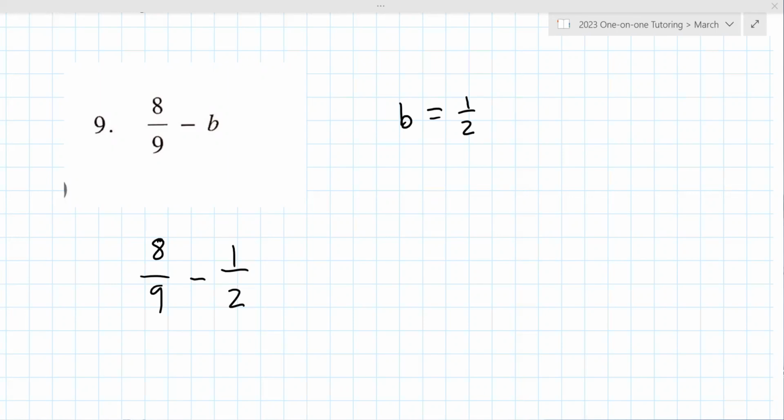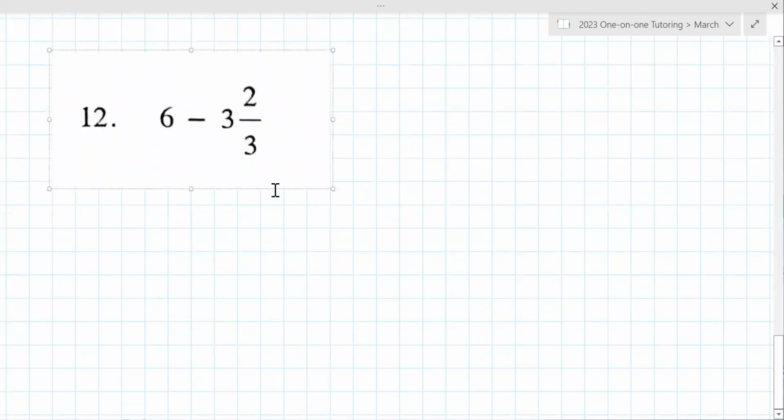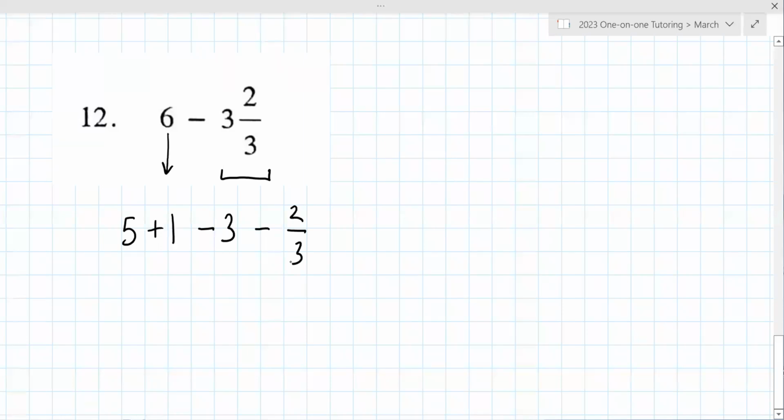All right, so I really want to get to 12 because there's more stuff here, which is sort of confusing. I don't really like these, but they're part of your class here. So the first thing is you're going to take this first number and break it into 5 plus 1. And then the second number, you're going to break into -3 minus 2/3. We can talk about why in a moment, but let's just go through one.